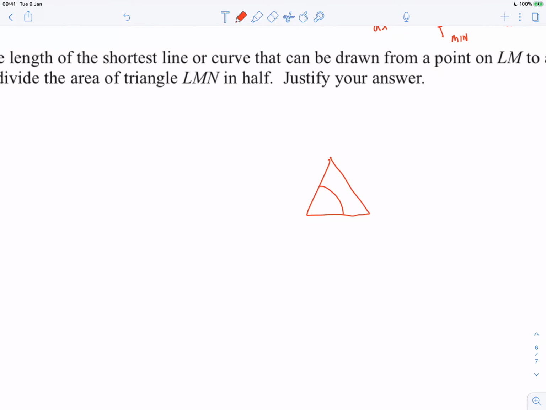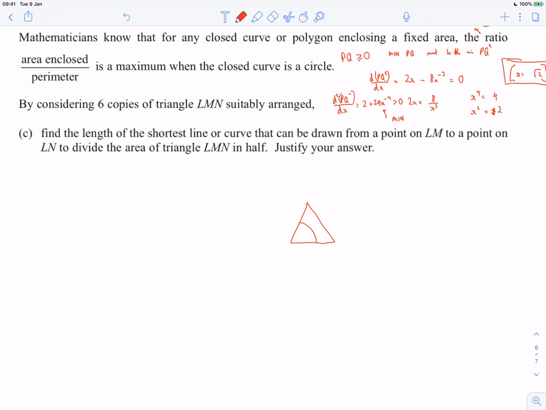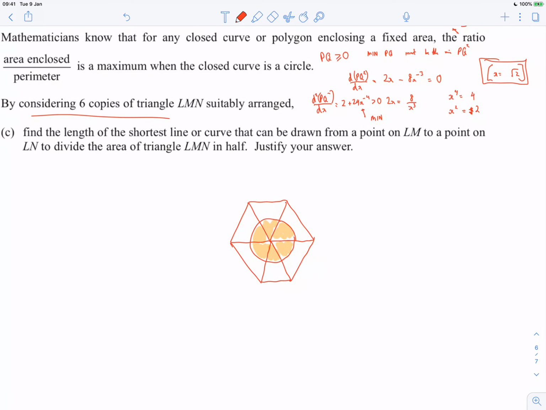Well, let's suppose, now the big clue, to be fair, is, by considering 6 copies suitably arranged. And you should know that 6 equilateral triangles can be formed to make a hexagon like that. And I've drawn that terribly. But the point is, if this curve continued to make a circle, then it follows that that circle, because it's a half of each of the individual triangles, that circle should be half the area of the hexagon. So, what is the area of the hexagon?